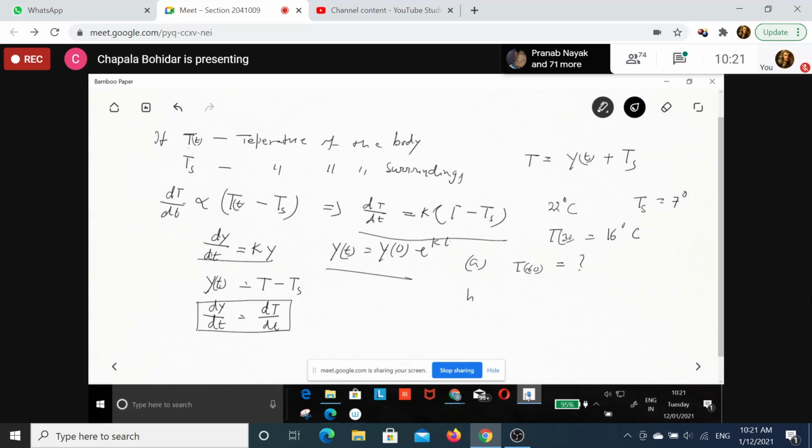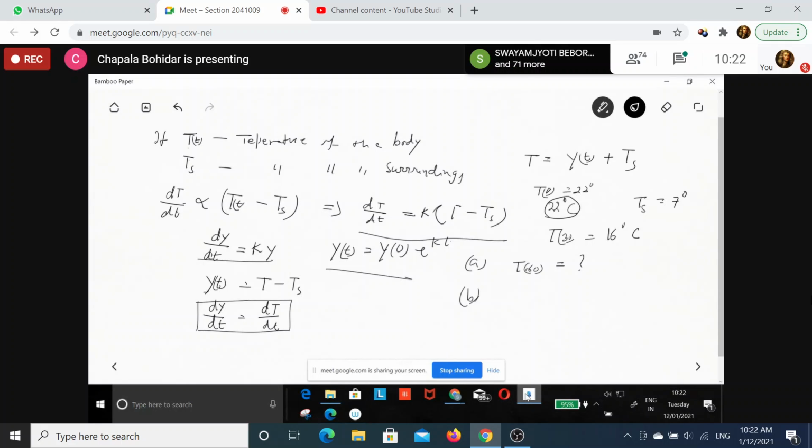Can you repeat bit A? What is the temperature of the soda pop after another half hour? That is T of 60 is equal to how much you have to find out. Total it is 1 hour from the initial. Here it is given that T of 0 is equal to 22 degrees.